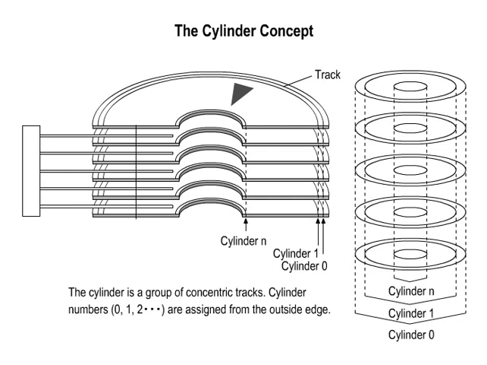Cylinder numbers 0, 1, 2, 3, etc. are assigned starting from the outside. A track number is assigned for each track in each cylinder.